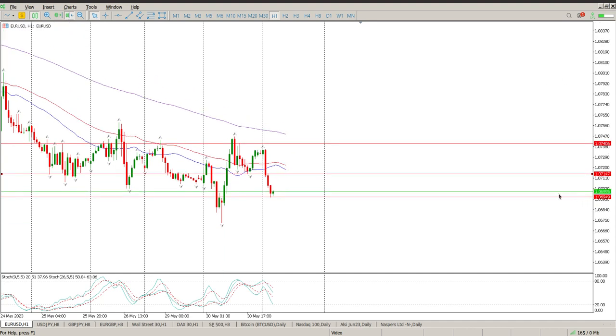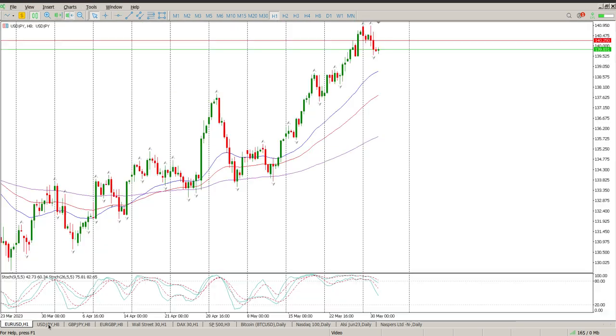I'm not convinced either way. So I think this one we will leave well alone. We'll wait for something better before jumping in on here. And it's just a theme that we're seeing across the indexes as well. A lot of confusion in the market, no real direction. So you just need to be very cautious about it.